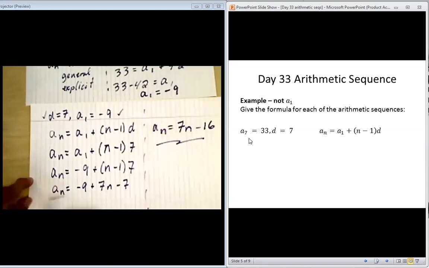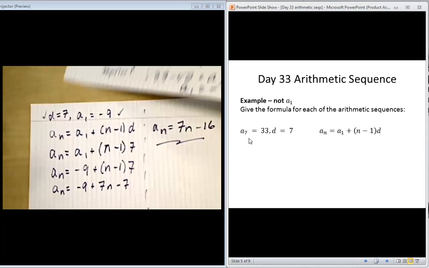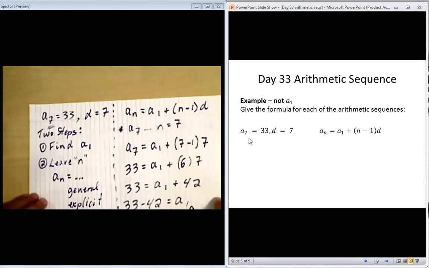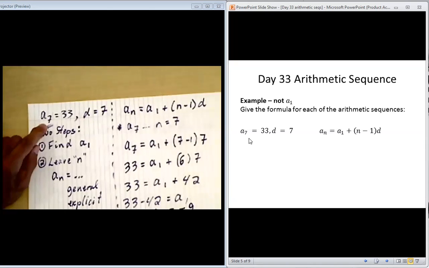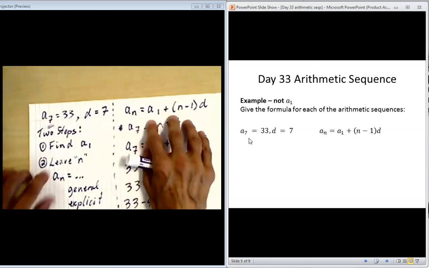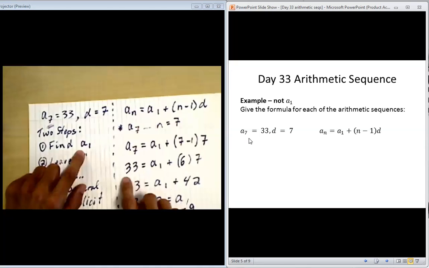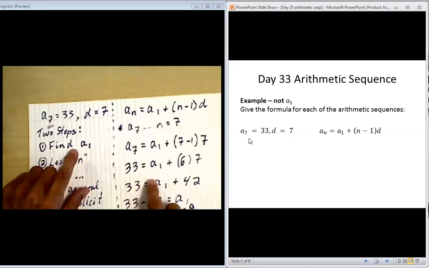Okay, so that's the general formula then. Now for this first example here, just to show you what we did. Notice we weren't given A1 in this question, we're given A7 instead. So we set up our starting formula as usual, substitute what we got, but just be ready to solve for A1 first. All right, so we substitute in what we got.